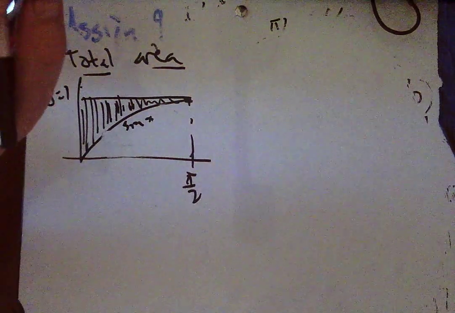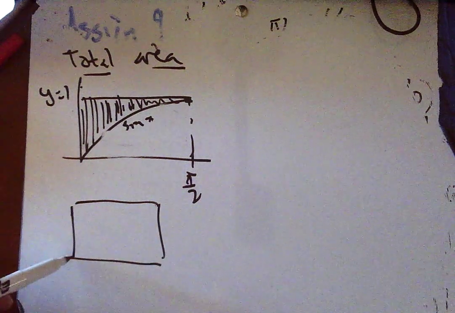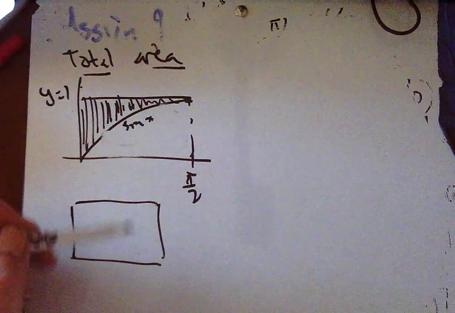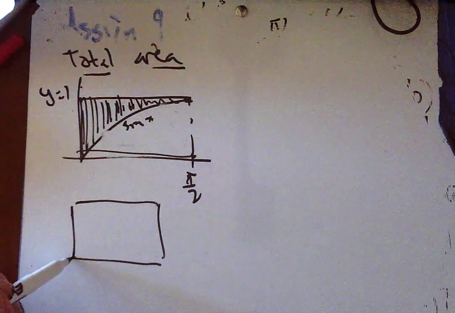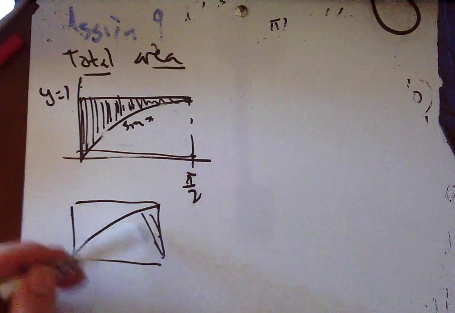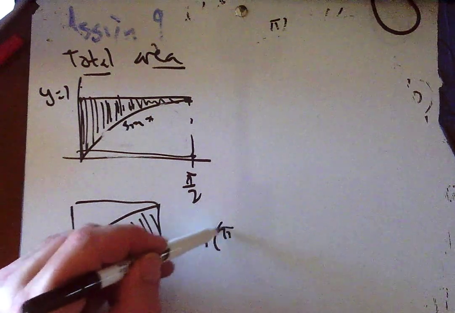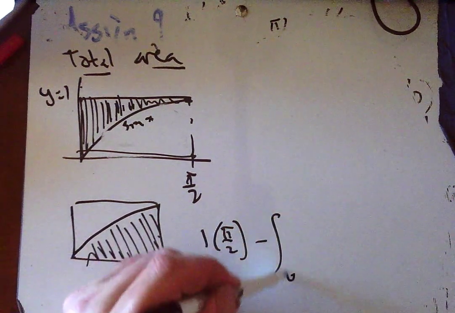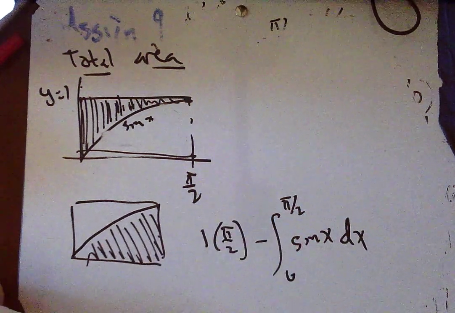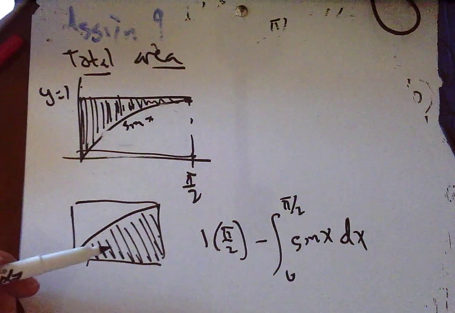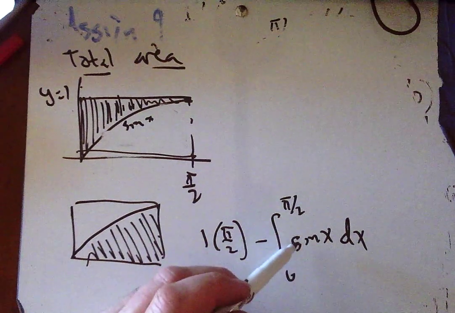And so, you know, we discussed a couple ways of doing that. One way is to find the area of this rectangle, pi over 2 times 1, or pi over 2, and subtract from that the area of the integral. So 1 times pi over 2 minus the integral from 0 to pi over 2 of sine x dx. Yeah, that's one approach to the problem. It's not the approach I prefer to take. Certainly works.